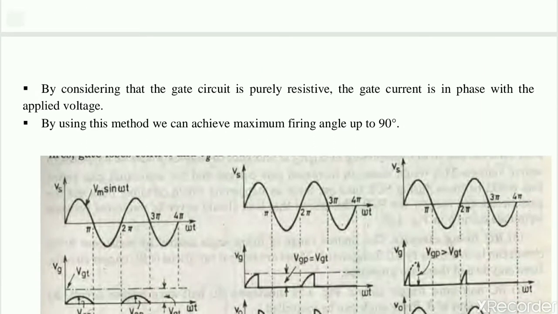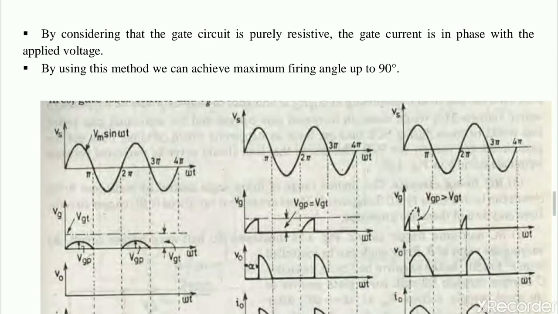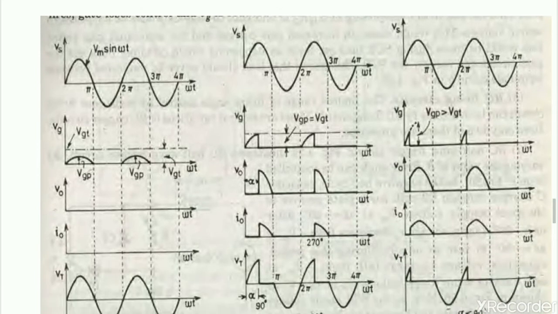One point is remaining: by using this method we can achieve a maximum firing angle up to 90°. So that means we can fire the SCR from 0 to 90° angles. We will make this clear from this diagram, or we can say the waveforms.